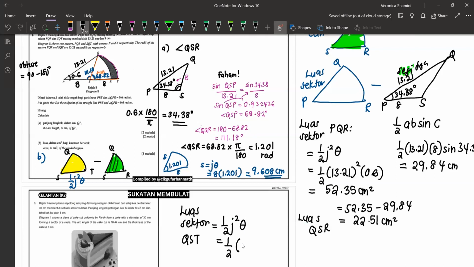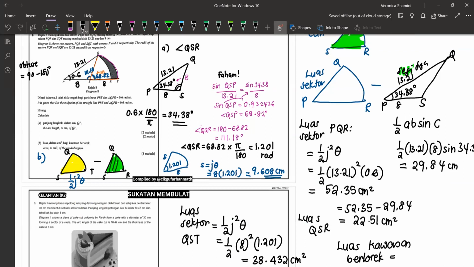So jejari ST is 8. Theta 68.82. Tapi 68 tu teacher tukar jap. 1.2. Oh, dah ada dah tadi. 1.201. Okay. Alright, 1.201. So here we get 38.432. Okay, so barulah kita cari luas for kawasan berlorek.